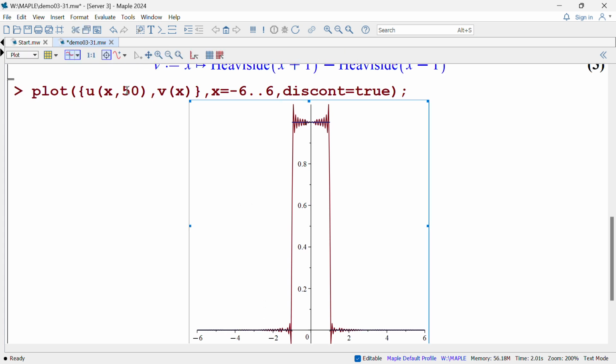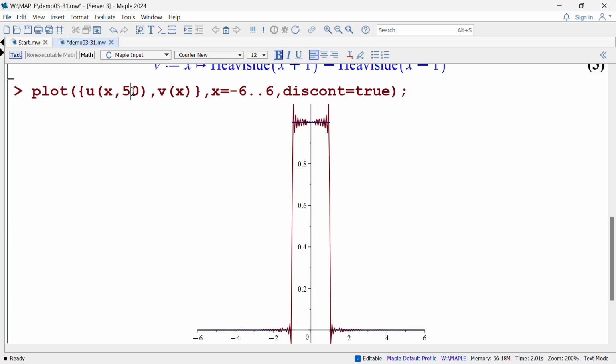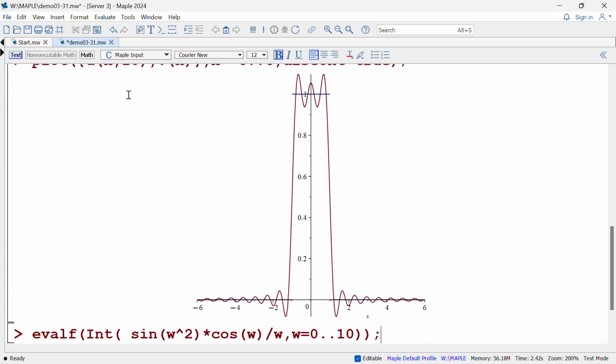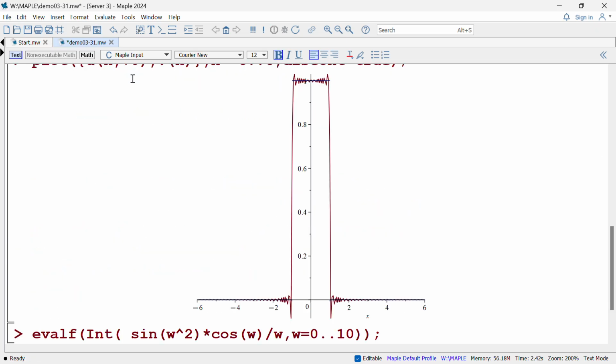Let me make it, instead of 50, let me make it 10. There. Now you can see that it really is kind of approaching that. 50 makes it get a lot closer. What the heck, let's try 70. If you get carried away, it'll work too hard. But that's even better. So there's 70.